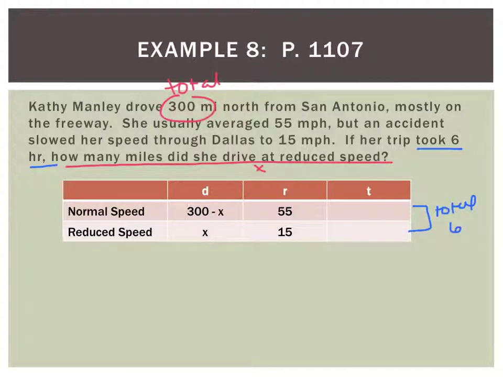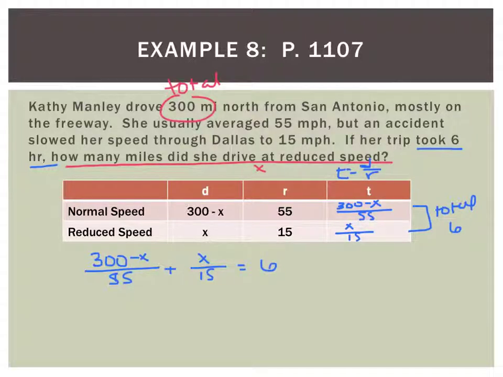So again, if I know distance equals rate times time, then time equals distance divided by rate. So I'm going to write the time as 300 minus x divided by 55 and x over 15. And this time they're not equal to each other. This time they total to 6 hours. So it's going to be 300 minus x over 55 plus x over 15, and that total is 6 hours.